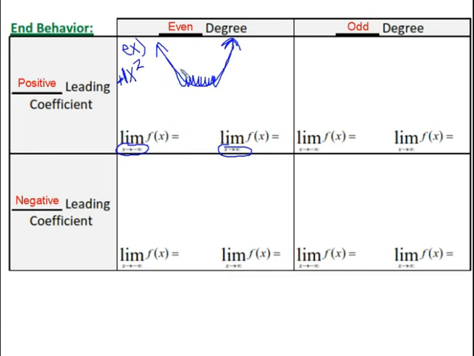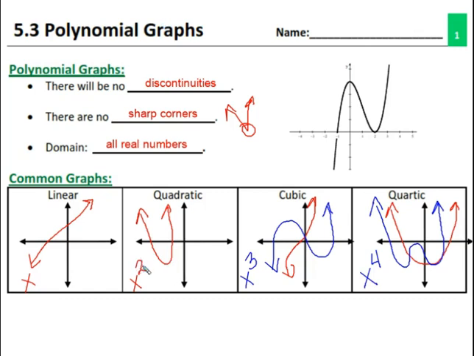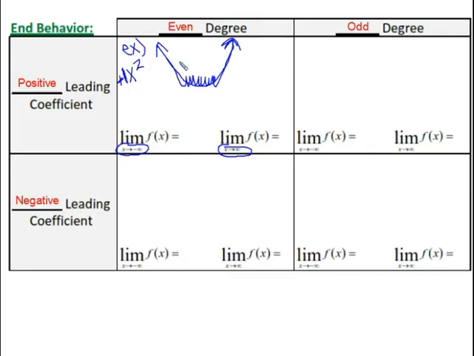notice how on the left end of the graph it goes up, and on the right end of the graph it goes up as well. Regardless if we're dealing with a power of 2 or a power of 4, both ends of the graph are going towards positive infinity. So our left end behavior, the left-hand side of our graph, is going towards positive infinity, and the right end behavior, this piece of our graph, is going towards positive infinity as well.